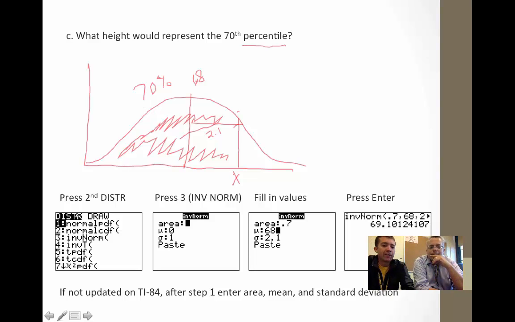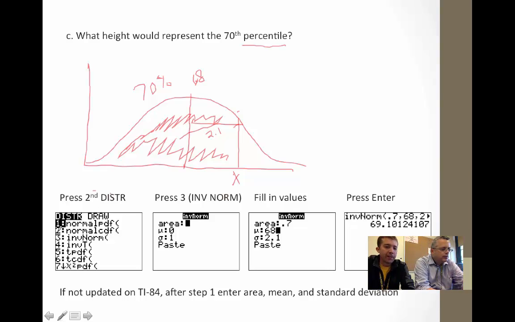We gave you some help down here. We showed you what your calculator is going to look like. This is if you were lucky enough to have one of the updated calculators, which we're going to try to get everybody in a second. If you don't, we'll walk you through what yours is going to look like anyway. All of you will go to second distribution.